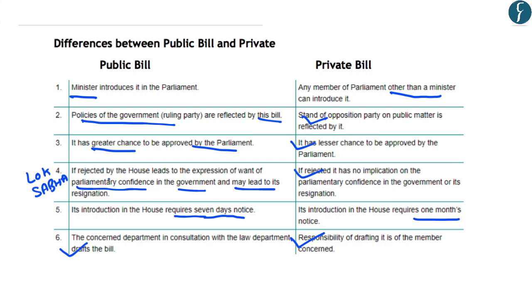If a public bill is defeated in Lok Sabha, it leads to the expression of want of parliamentary confidence in the government, and this may lead to the resignation of the government. However, no such thing happens if a private member's bill is rejected. The introduction of a public bill requires 7 days notice in a house. However, the private member's bill requires 1 month's notice. And a public bill is prepared by the concerned department in consultation with the law department. However, a private member bill has to be drafted by the member concerned.